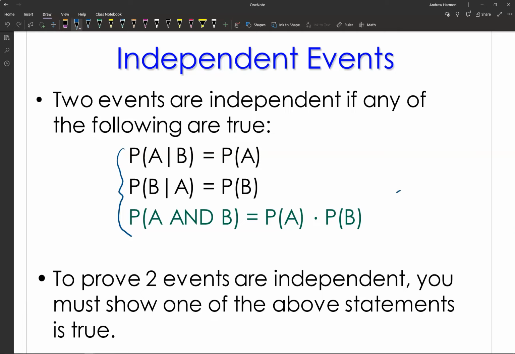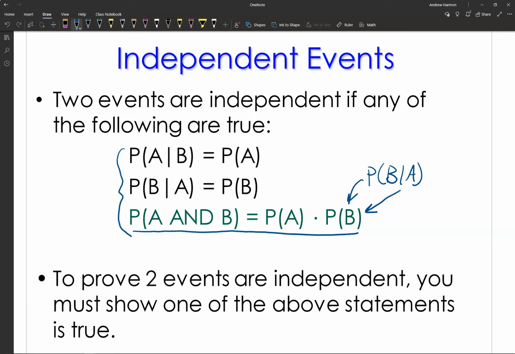Now we really focus in on this equation here. The probability of A and B is equal to the probability of A times the probability of B. If that's true, that means the two events have to be independent of each other, meaning they don't have any effect on each other occurring. If that's not true, that means this probability of B is really the probability of B given A, and the probability of B occurring is affected by the probability of A.